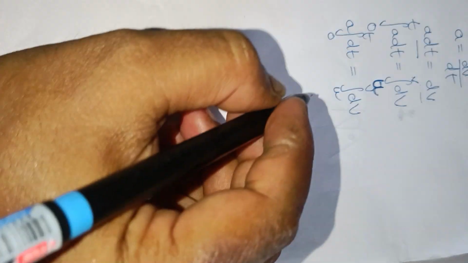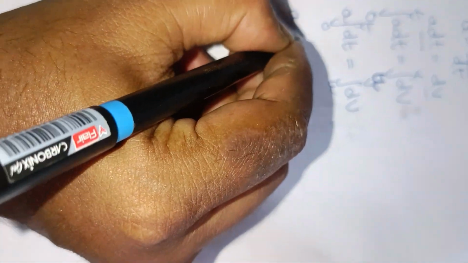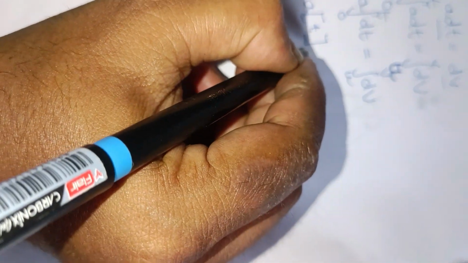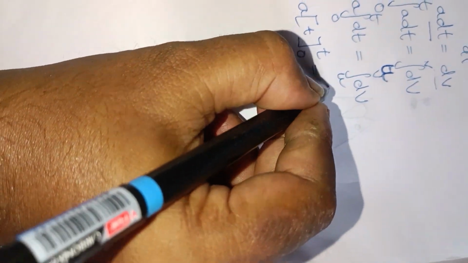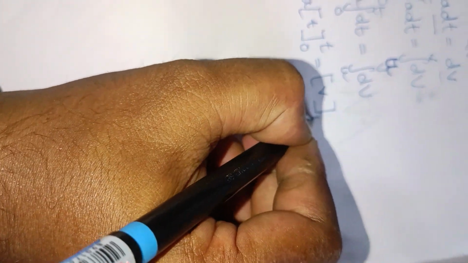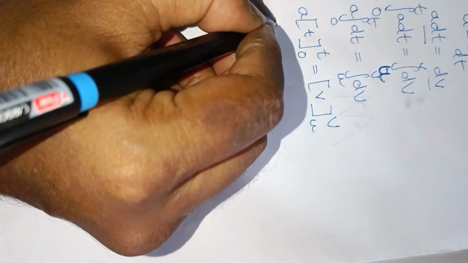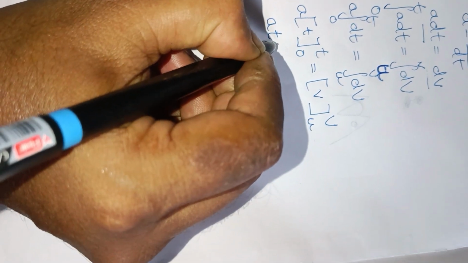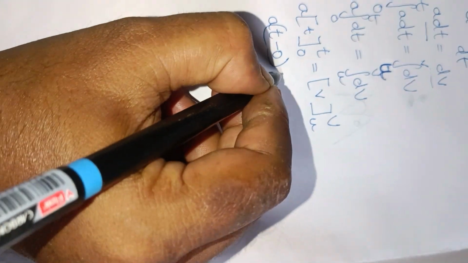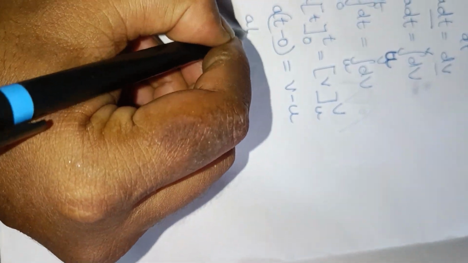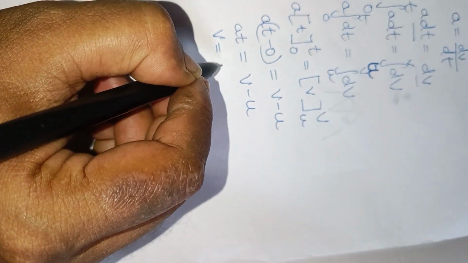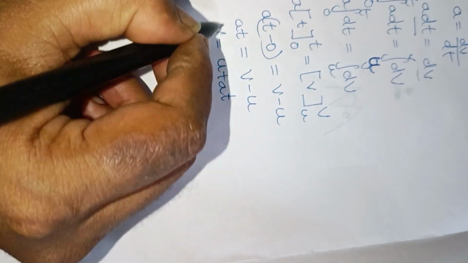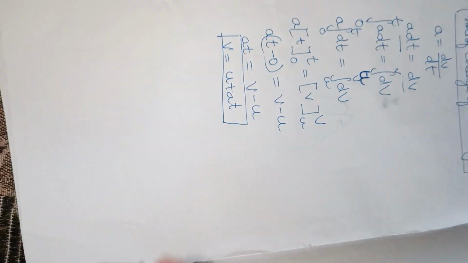Now after integration we get a times t, with limits from 0 to t, and the integral of dv is v, with limits from u to v. So we can write a(t − 0) = v − u. At last, a t = v − u, or v = u + at, which is the first equation of motion by the calculus method.